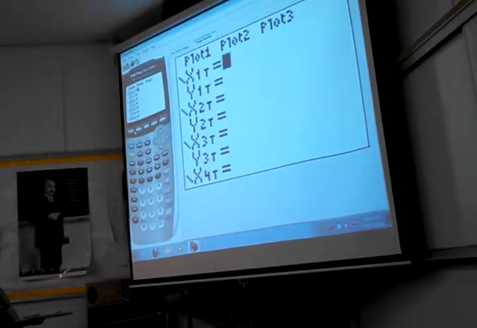You ready? If you get something other than y equals here, that means you're in a different mode. It's not in the right mode for graphing functions. Here I'm graphing parametric stuff. You're graphing sequences. So hit the mode button right here. You see it? Oh, cool.